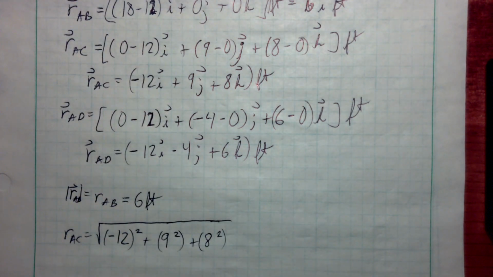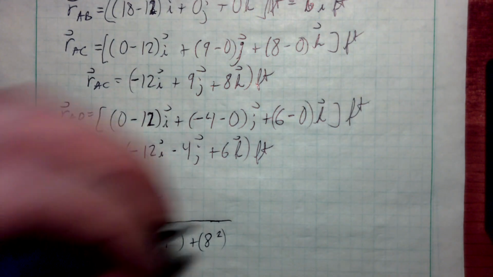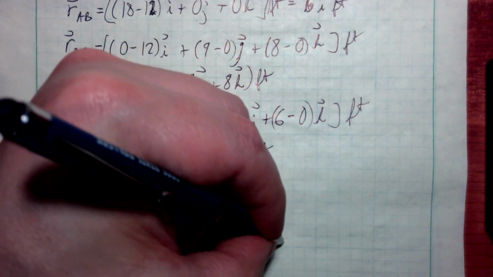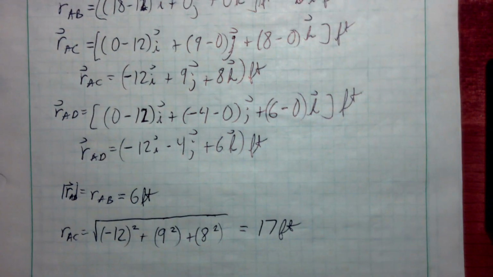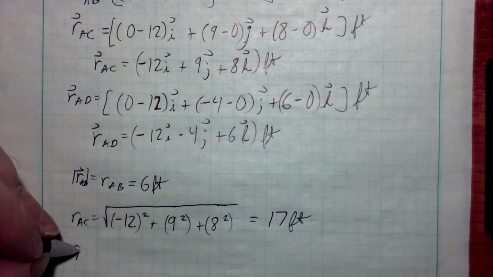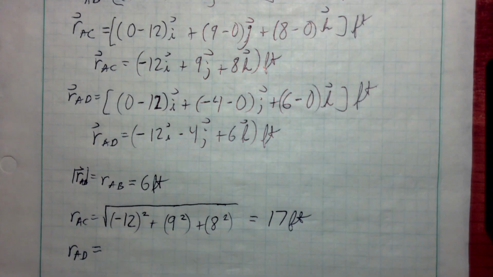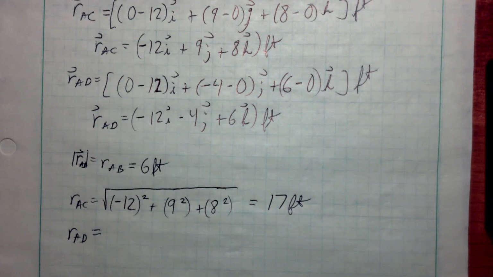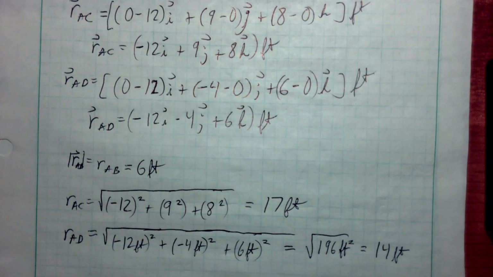Go ahead and do it on your calculator. I think I've got this written down. Go ahead and do your calculator so you know how to find that. Okay, you got a value? I have written down here that that is 17 feet, the length of AC. And I'll let you go ahead and find RAD. I'm going to pause and let you find RAD. All right, how'd you do? Did you get 14 feet? That's what I got. You can see my calculations there, and that matches what I've written down in previous sets of notes.